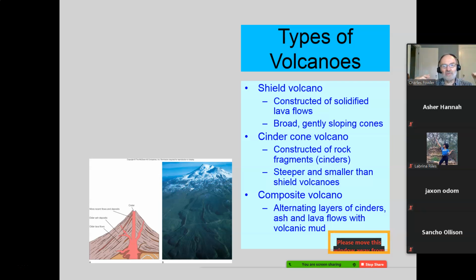Steeper, but smaller than shield volcanoes. And then you have your composites. And the composites are these things like you see here. Okay.